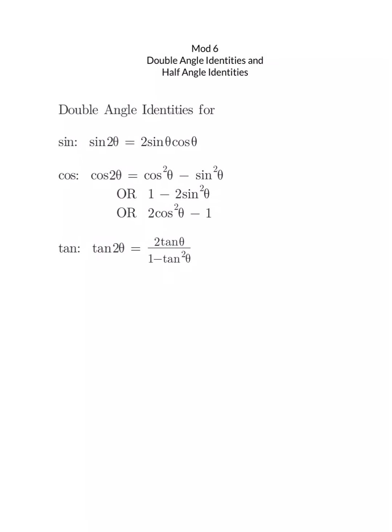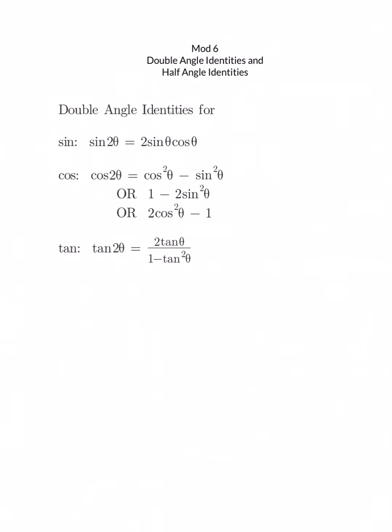The double angle identity for sine says that if you have the sine of 2 theta, that equals 2 times the sine of theta cosine theta. For cosine of 2 theta, you could use cosine squared of theta minus sine squared of theta, or by rewriting using Pythagorean identities, you could get the 2 alternate versions of 1 minus 2 sine squared of theta, or 2 cosine squared theta minus 1.